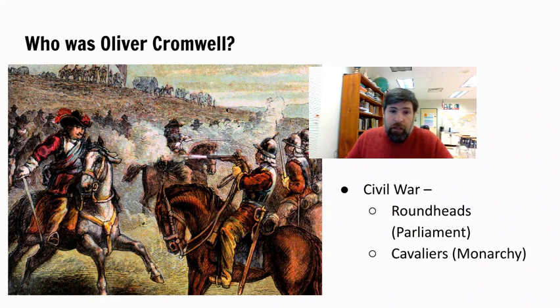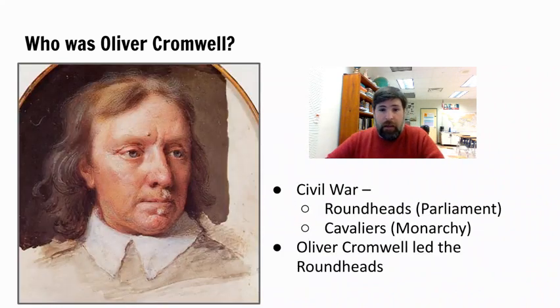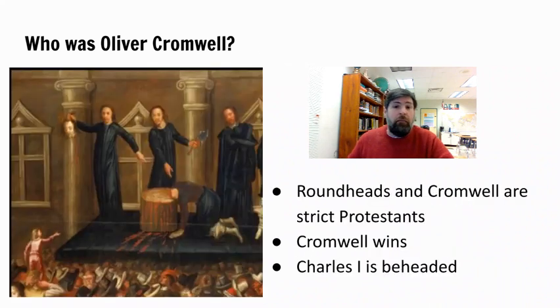And the Roundheads won. They won because they were led by this guy, Oliver Cromwell. Oliver Cromwell was a good military leader, and he innovated with the army and made them stronger, and they won. And then they put Charles I, the King of England, on trial for not having the best interests of England at heart. I mean, that wasn't the charge, but that's basically what it was. And they found him guilty, and they cut his head off.